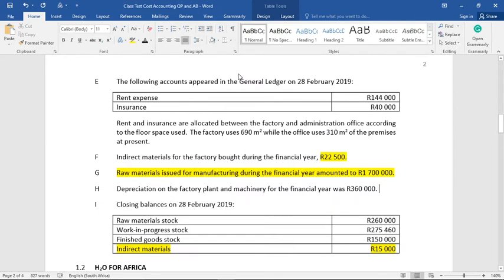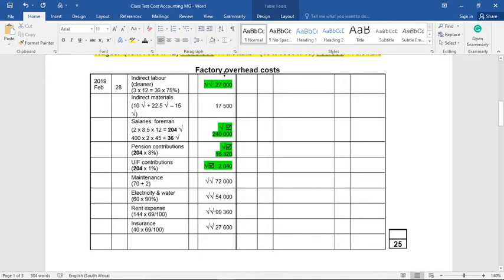What else? H, depreciation on the factory plant and machinery for the year was 360,000. So nothing really to do here. It would mean that simply we put 360,000 Rand depreciation on the debit side of factory overhead cost. Okay, there's no need to calculate it. It was done for you.